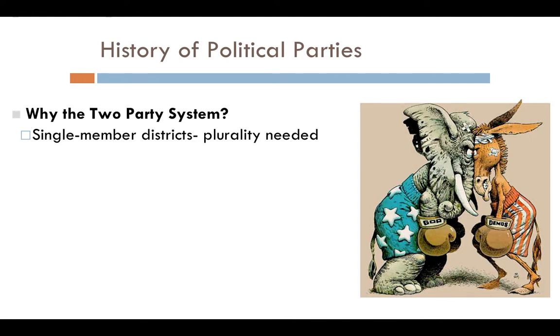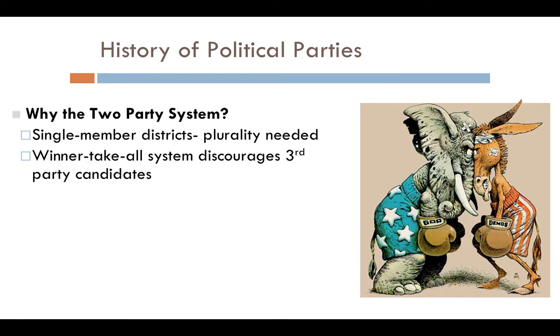Well, single-member districts, plurality is needed. We have a winner-takes-all system, which discourages third-party candidates. So when you win 51% or more of the popular vote within a state, you get all the electoral votes in the state. For example, California has 55 electoral votes, and if you win 51% or more of the popular vote within California, you get all those electoral votes.